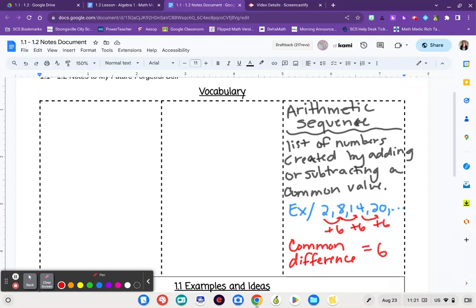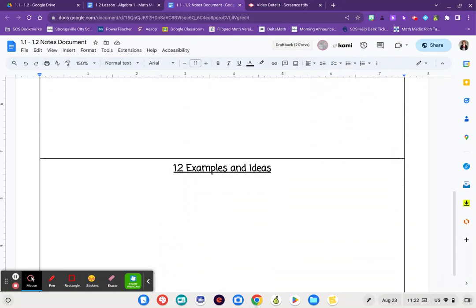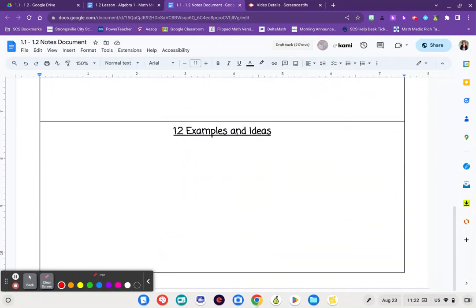So even though we use the word difference, common difference, it does not mean that we are subtracting. It just means that the numbers are different by a value of 6. Because I'm adding 6, that common difference is a positive 6. All right, so now that you have an example, we are going to come down here to the 1.2 examples and ideas, and I'm going to fill out a couple different examples for you.